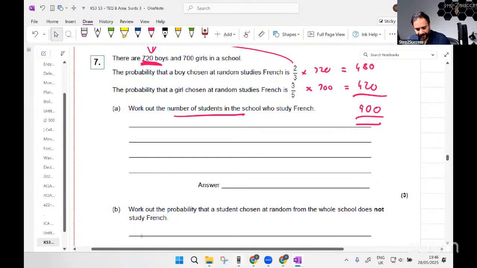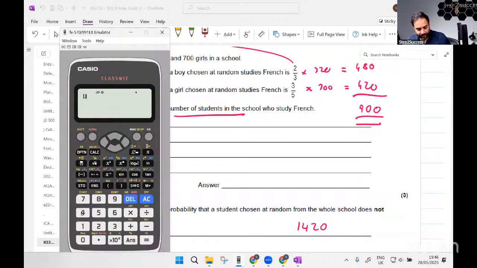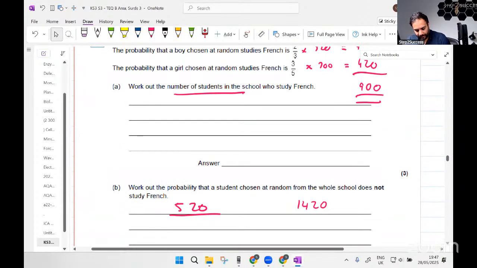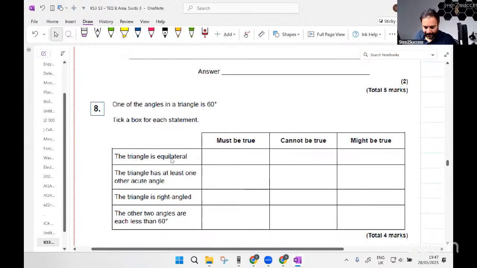Well, in total, there are, if you add those two things up, 1,420 students in this school. 900 of them study French, which means that the rest of them don't. So if we take off that 900, 520 of them don't study French. Out of everybody in the school is 1420. You don't need to simplify it because it doesn't ask you to. So that'll be that. And that is that.